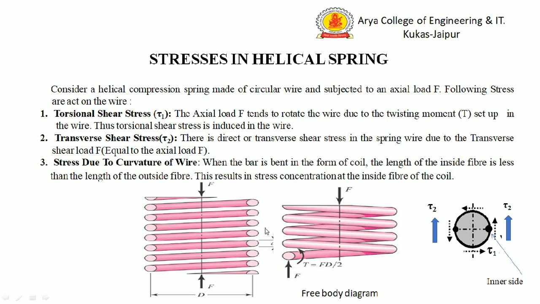Let us take a helical compression spring subjected to an axial force F as shown in this figure. Due to this force F, three types of stresses are produced in the spring. First is torsional shear stress tau 1. Second is transverse shear stress tau 2. And third is the stress due to the curvature of the wire.